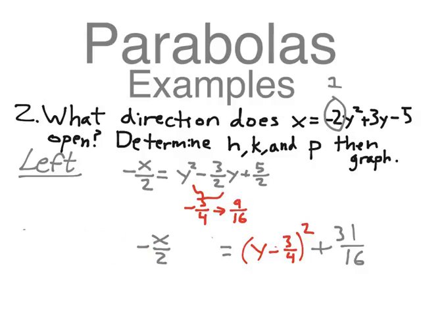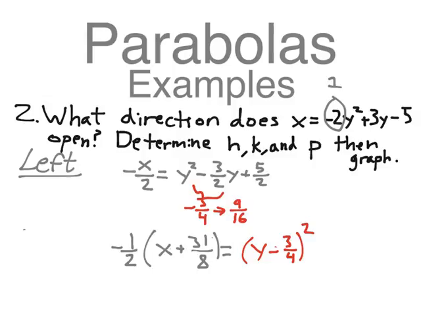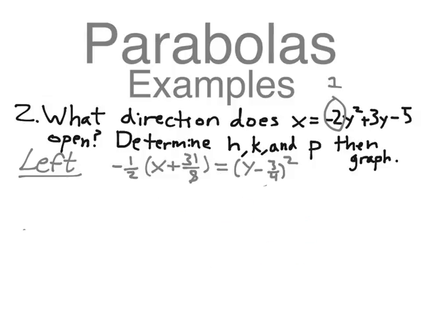I can move the 31/16 over to the left. Now this still isn't quite what I want because I have x being multiplied by negative 1/2. So I'll go ahead and factor out negative 1/2 from the left-hand side. And finally, this is the equation that we were looking for. From this we know that h must be negative 31/8 and k must be 3/4.